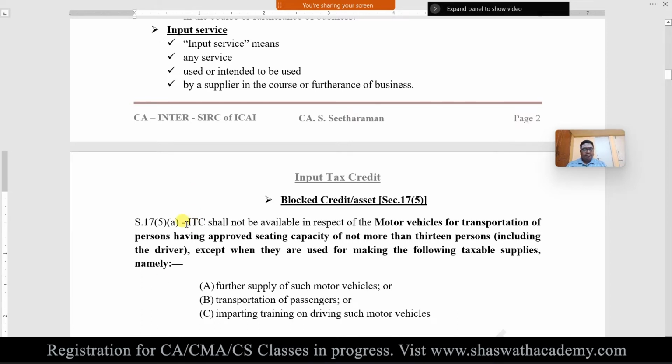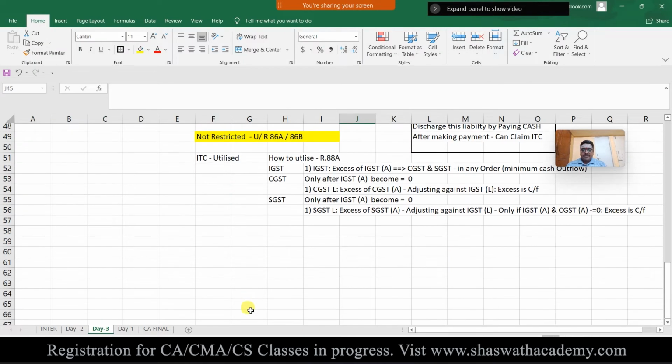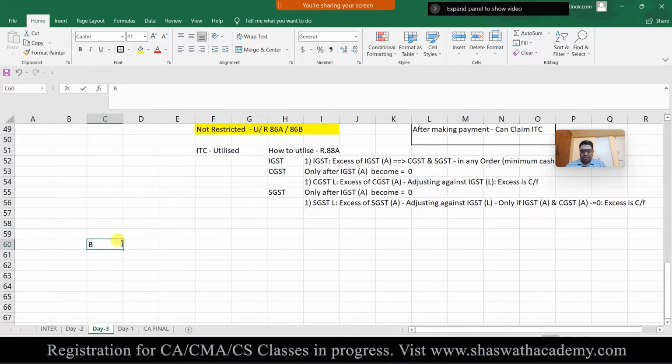See how I have drafted these 9 points of ITC. Look at this: ITC shall not be allowed. That means, we can understand it this way. ITC blocked, the moment I use the word blocked, you understand it's a negative list.